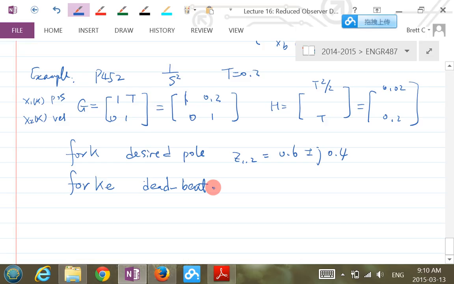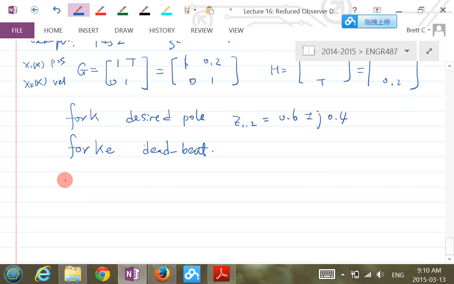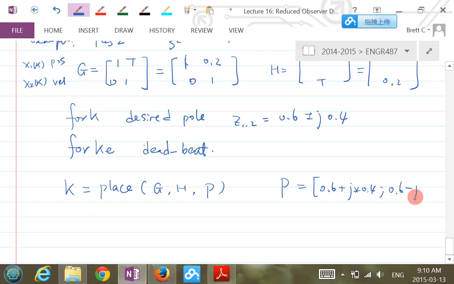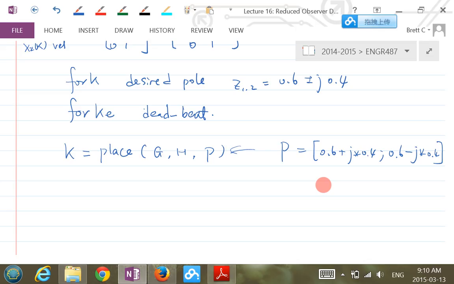When you calculate K, you can use the MATLAB acker or place command using G, H, and P, where P is the desired pole here. Then you will be able to get this K. Now for KE, you can also use the Ackermann formula.